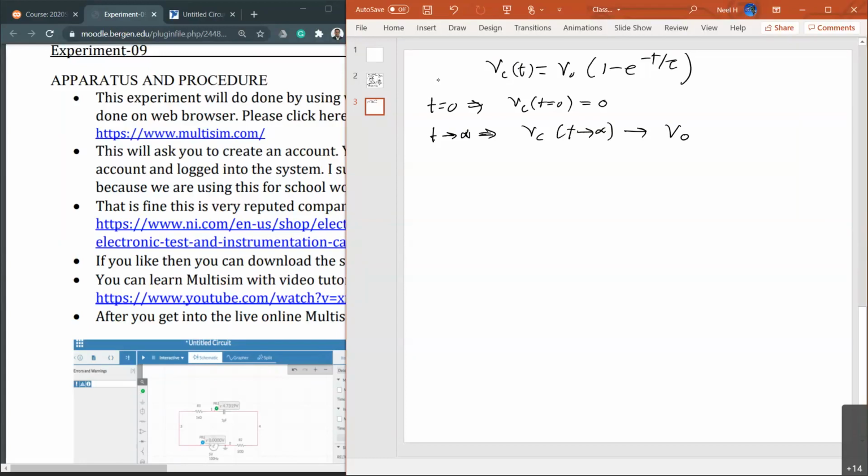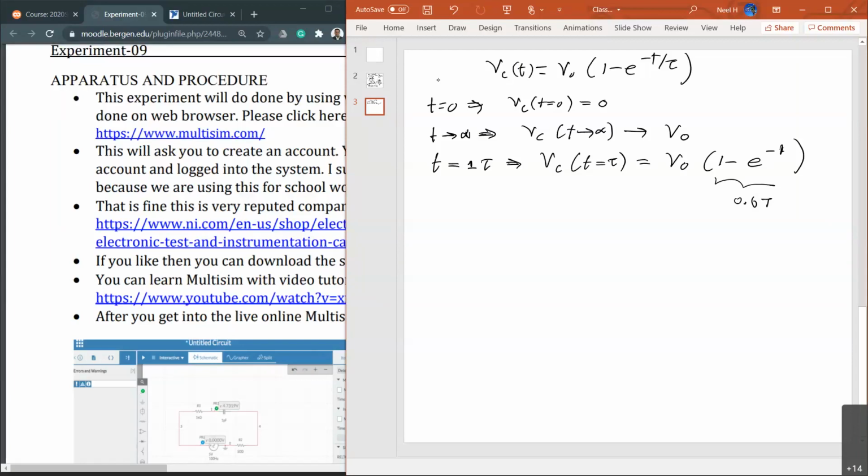Let's take a look at in-between values. For example, I can look at what happens if t equals 1 time constant. If t exactly equals 1 time constant, what is the voltage? Vc when t equals 1 time constant is V0 times 1 minus e to the minus 1, because tau cancels out. If you calculate this part, you will get about 0.66 something, so let's round that to 0.67.